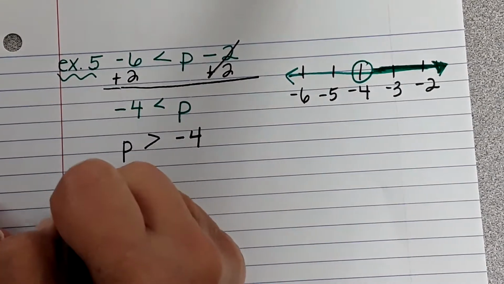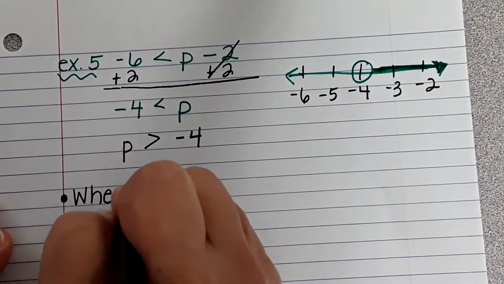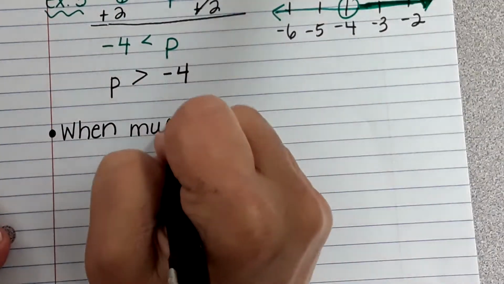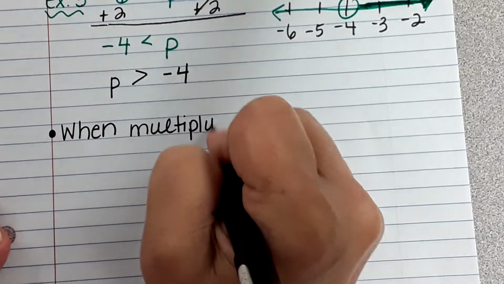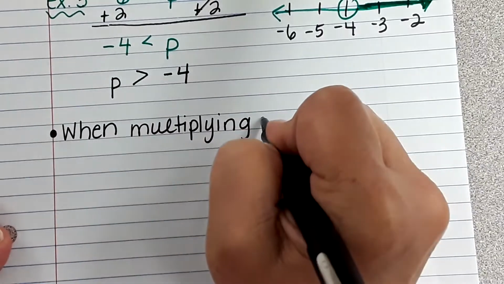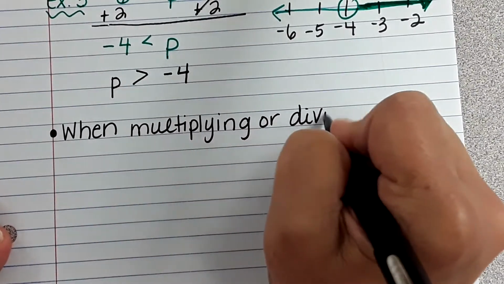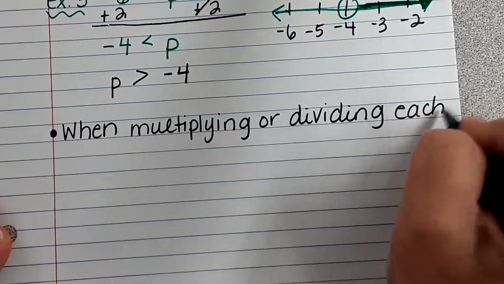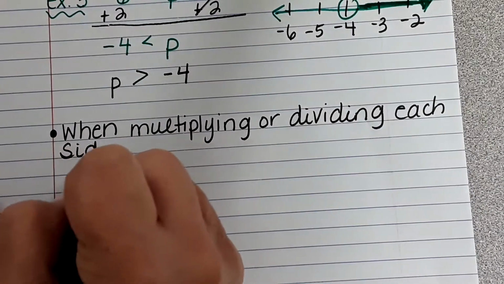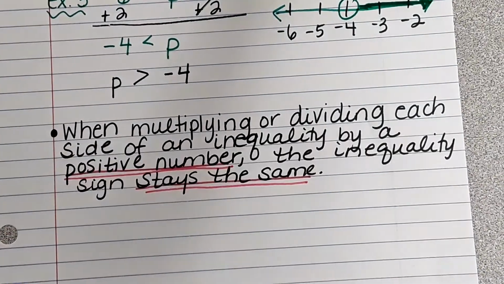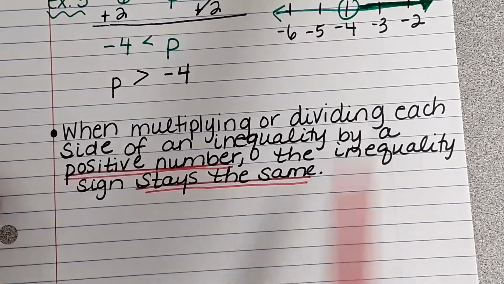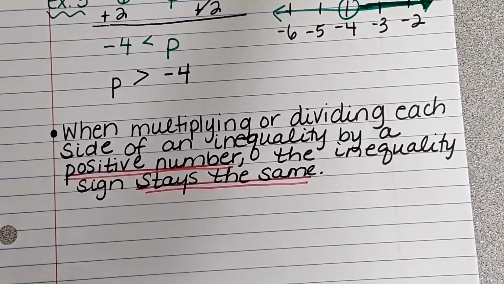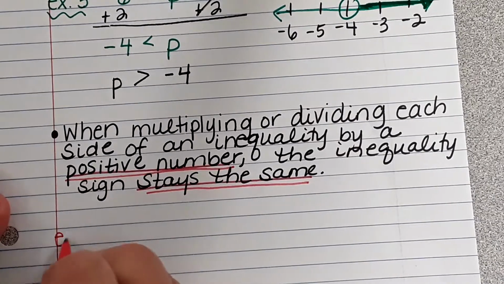Okay, so one thing that you need to know, and yes, I want you to write this, and I will give you time. Okay, so you guys, when multiplying or dividing by a positive number, the sign stays the same. So this is what I mean. So here is example 6.